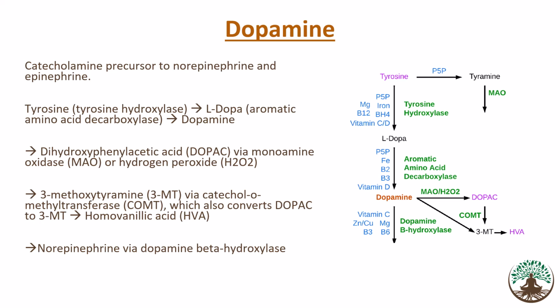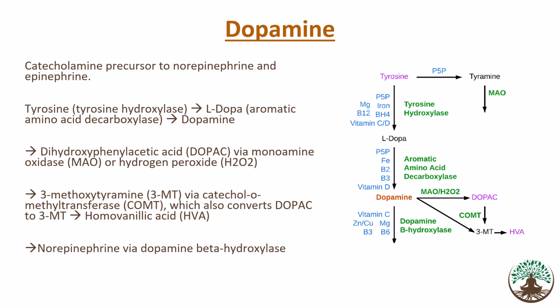Dopamine is a catecholamine precursor to norepinephrine and epinephrine. Tyrosine is converted by tyrosine hydroxylase into L-DOPA. L-DOPA is converted into dopamine by aromatic amino acid decarboxylase. From here, dopamine has three options. First, dopamine can be converted into dihydroxyphenylacetic acid, or DOPAC, by monoamine oxidase, or MAO, or hydrogen peroxide, H2O2, a reactive oxygen species.